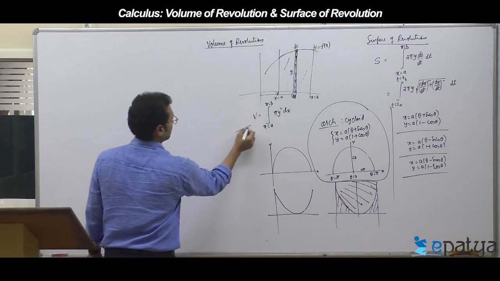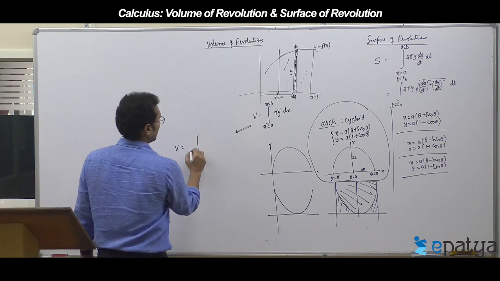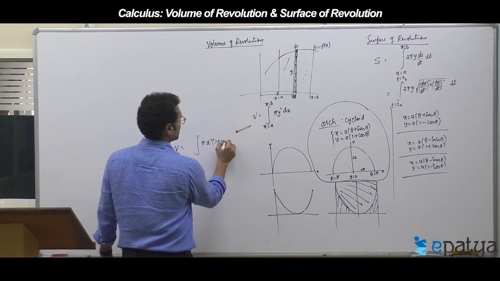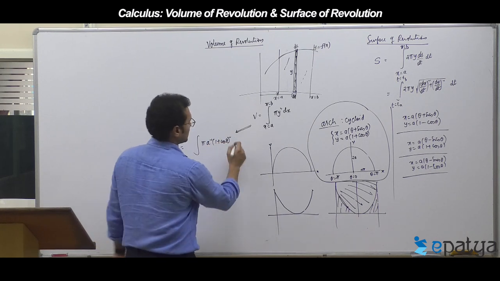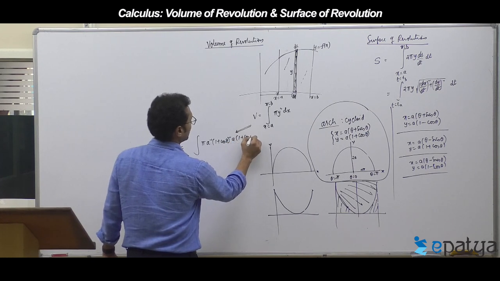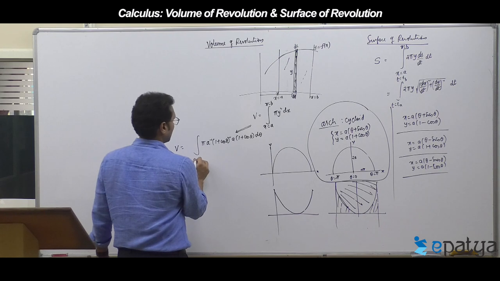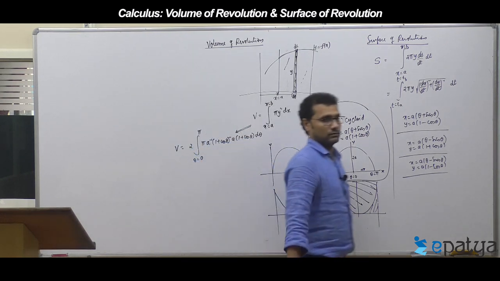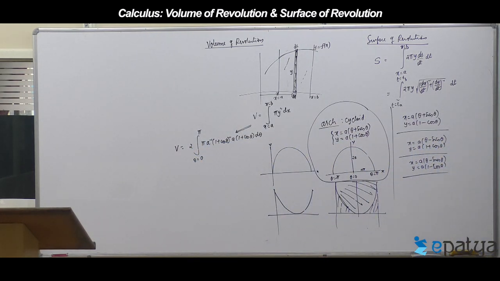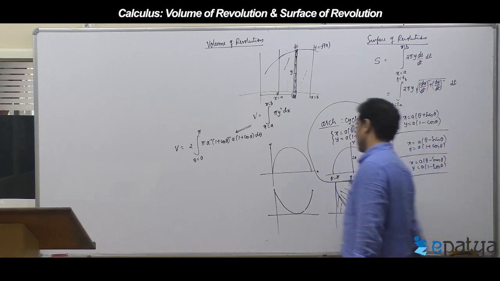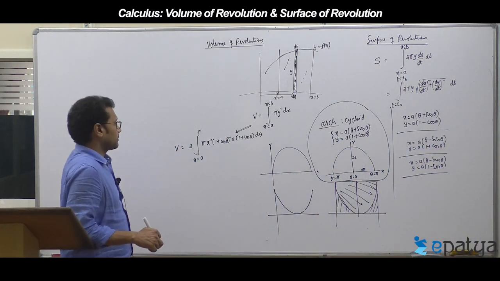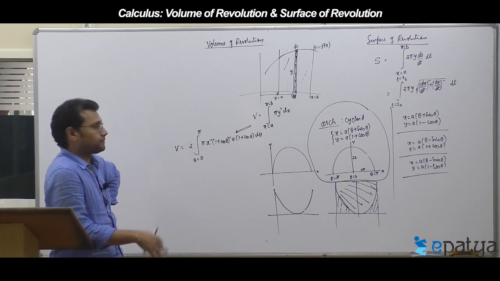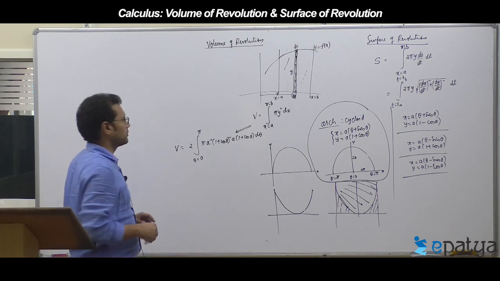So the volume of revolution for that one would quite obviously be V equal to integral pi y square. Y square is a square into (1 plus cos theta) whole square into dx, which is a into (1 plus cos theta) d theta, with theta running from minus pi to pi, or 0 to pi, 2 times. Understood or not? Okay? Whatever it comes out to be, you go home and try to solve that.